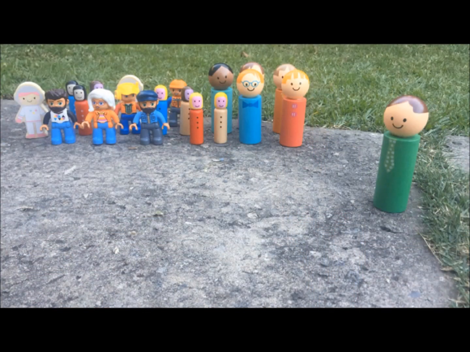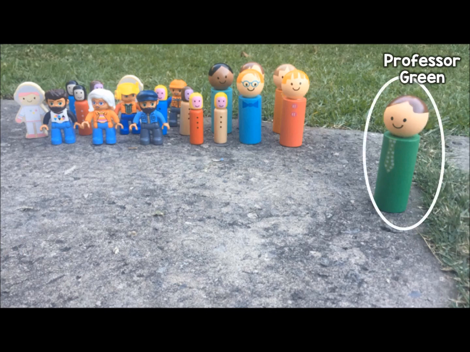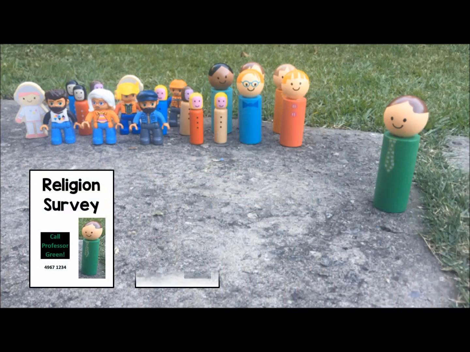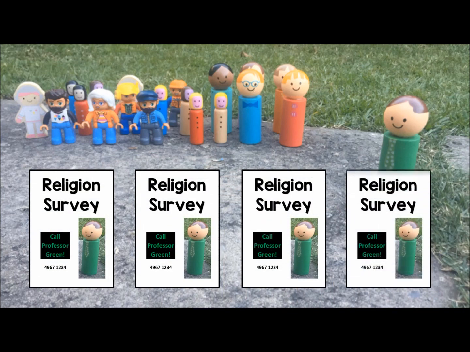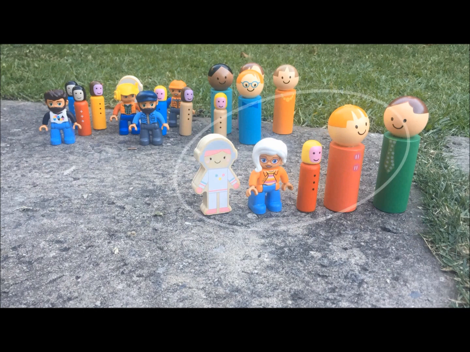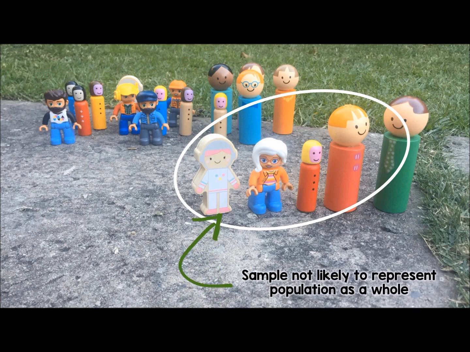Imagine this scenario. Professor Green is investigating the religious views of people in his local community. He's again defined his population of interest as all people living in Mayfield who are 18 to 40 years old. Professor Green puts posters around the community asking for people to contact him who are interested in completing a survey on their religious views. The people who respond to Professor Green's posters are likely to be people who have strong religious views or who are particularly interested in religion. Therefore, these people, the sample, are not likely to represent the population as a whole. People who have no strong opinions on religion are just not likely to respond to Professor Green.